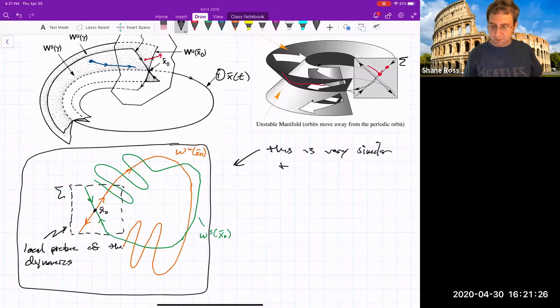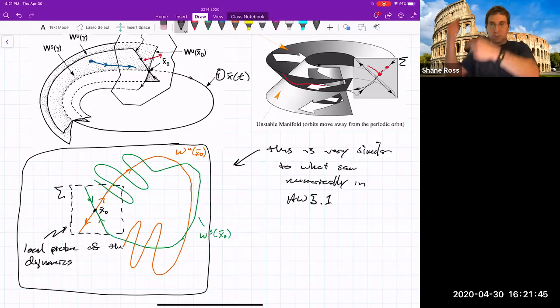So this is very similar to what you saw numerically in that homework 5.1, right? Except instead of one fixed point, you had 2 fixed points, and their stable and unstable manifolds. And you definitely saw this sort of curling and wrapping up behavior. And it's a consequence of the geometry.